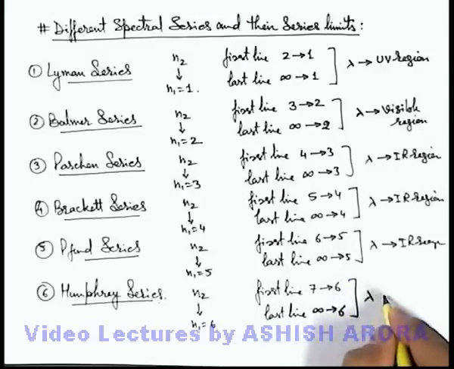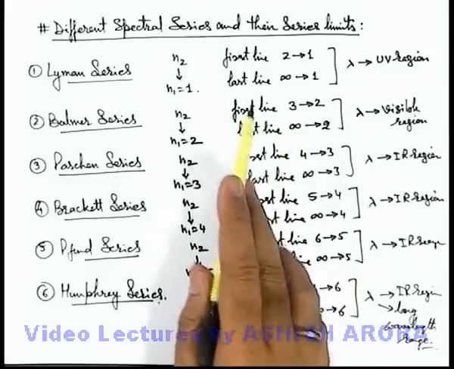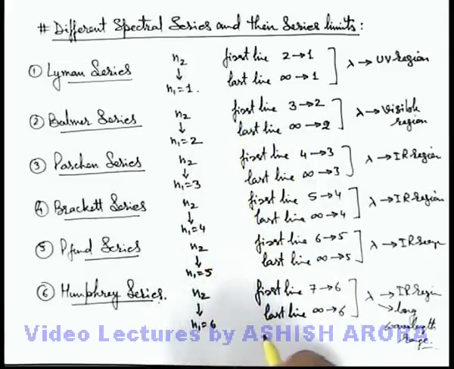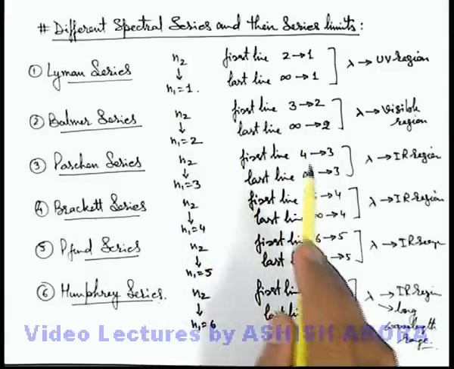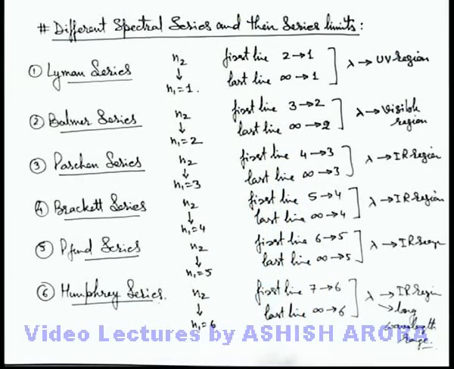Here also lambda lies somewhat in the infrared region, or we can simply state that as the energy difference decreases, wavelength increases. This will be a long wavelength range where the series lies. And you must keep all these series limits in your mind, because various questions based on these series limits are also asked, where you need to use the whole information.